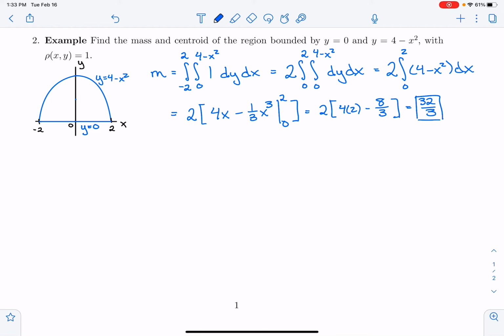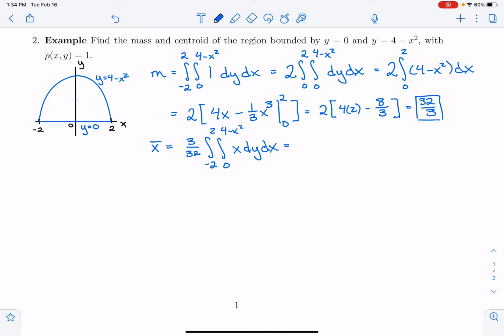Okay, now what's left? Well, I want to find the x-coordinate of the center of mass. So the x-coordinate of the center of mass is going to be 1 over the mass, 3 over 32. And then I want to integrate from -2 to 2. And then I'm going to integrate from 0 to 4 minus x squared, x dy dx.